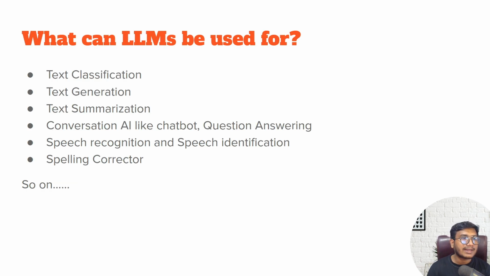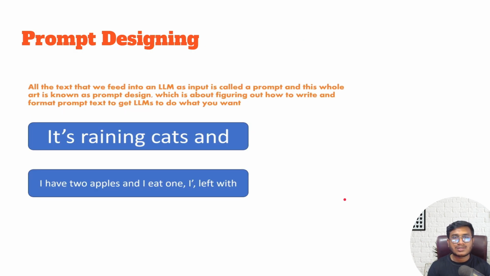Fine. What can an LLM be used for? I already told you, you can use a large language model for text classification, text generation, text summarization, conversation like a chatbot, question answering, speech recognition, speech identification, spelling correction, and so on. That means whatever task you can see in the field of natural language processing, all kinds of tasks you can perform with the help of a large language model, with only one model. I think I showed you one example of ChatGPT. Now there is another concept you will get inside large language models, which is nothing but prompt engineering and prompt designing. Now you can ask me what is prompt engineering and prompt designing.